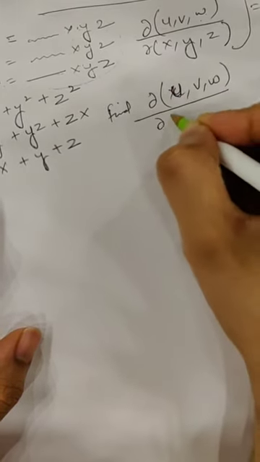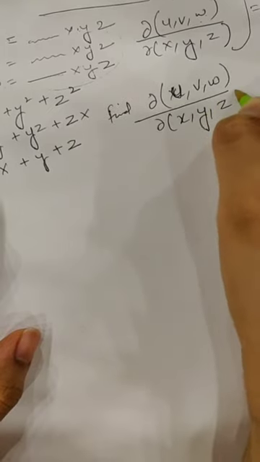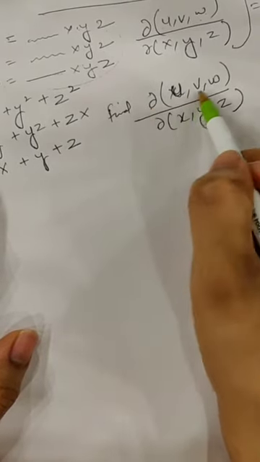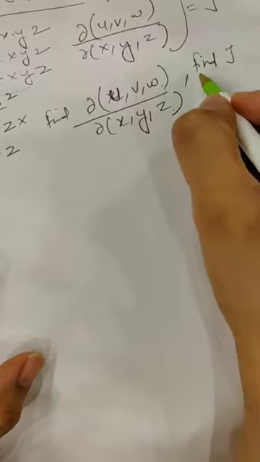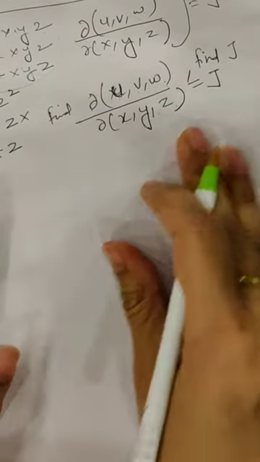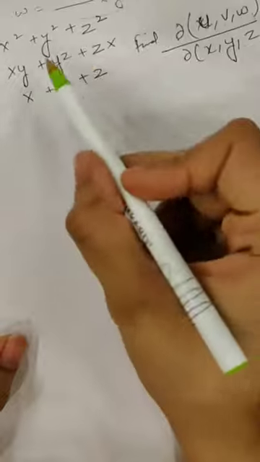Now the question is, they would say find the partial derivative of u, v, w by x, y, z. Or they could simply ask, find the Jacobian of u, v and w with respect to x, y and z. It's one and the same thing. This is called a Jacobian, and we can also denote it as J. So they're asking us to find the Jacobian of u, v and w.